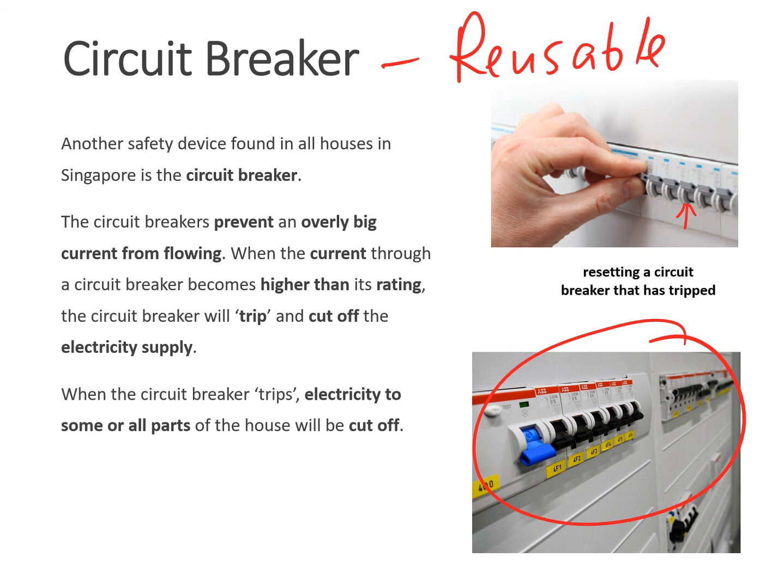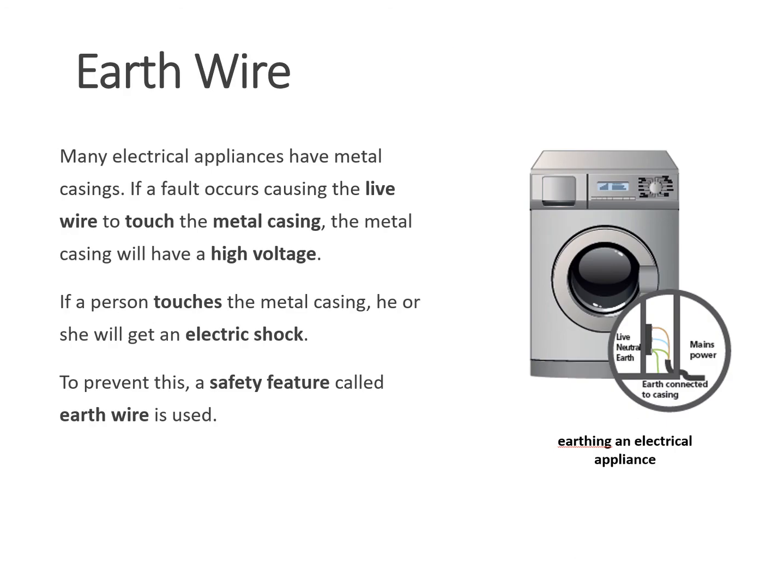So it works like a fuse, but a circuit breaker is reusable. So a fuse, right? Once the wire inside melts, then you cannot use it anymore. Okay, but circuit breaker, you can actually reset it and you can use it again and again and again. Reusable. Next, earth wire. So what is the earth wire? Earth wire basically is something that prevents you from getting electric shock.